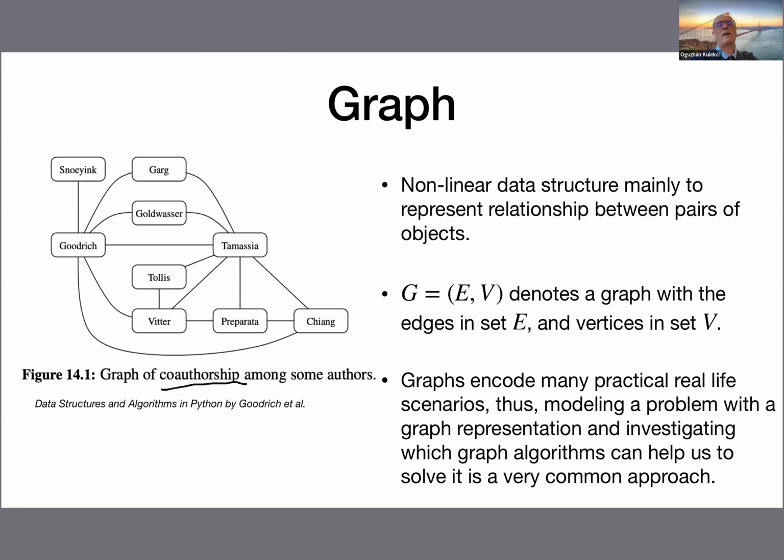So these guys have papers written together, okay? Witter has co-authored papers with Tamassia, Hollis, Goodrich, and Preparata. Okay, so these are the co-authors of Witter. Similarly for Goldwasser, who are the co-authors? It is Goodrich and Tamassia, since they have this connection.